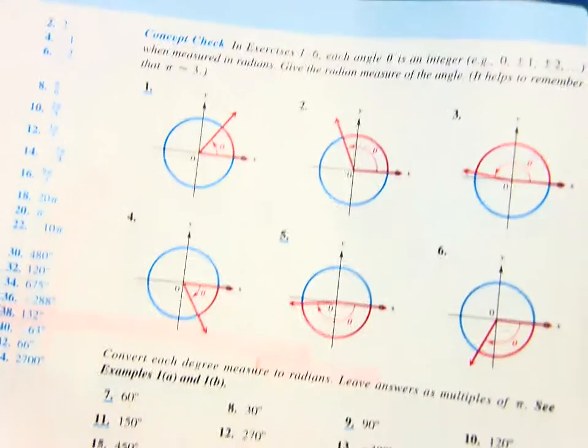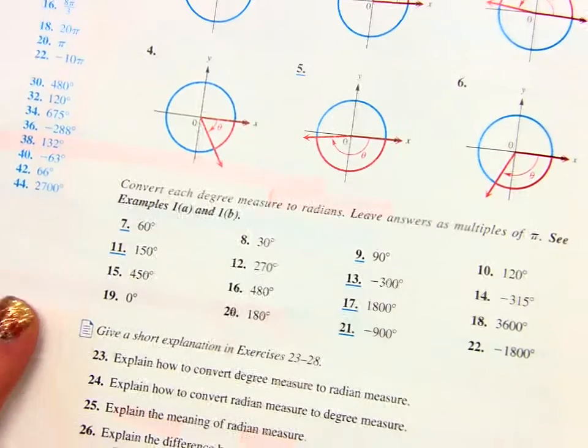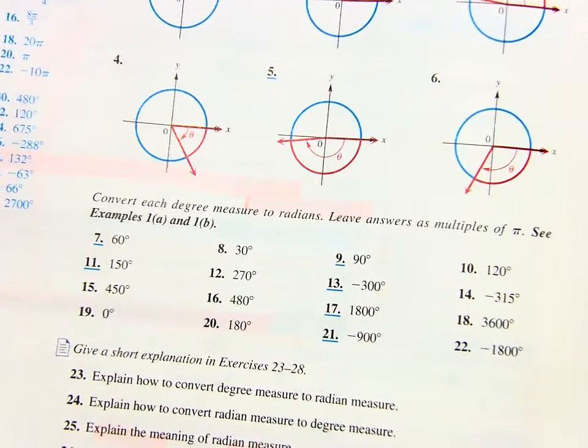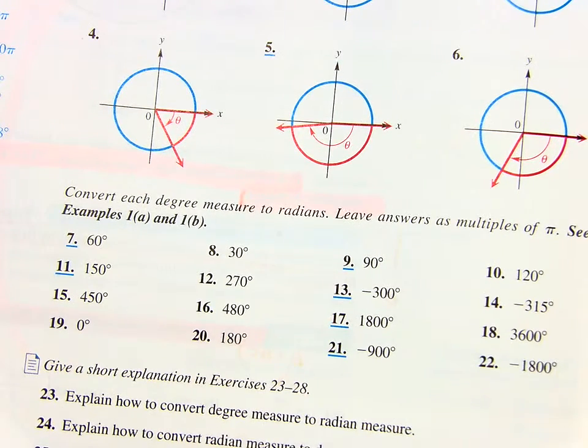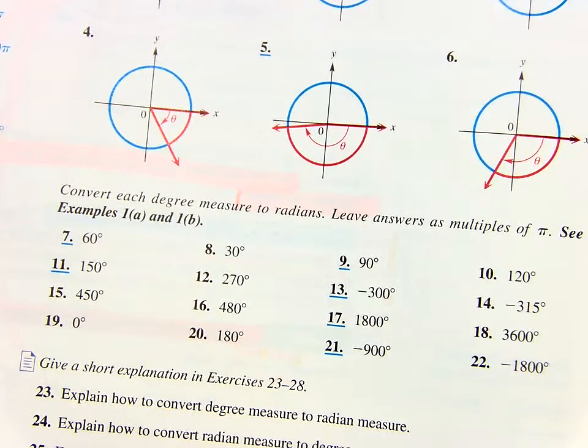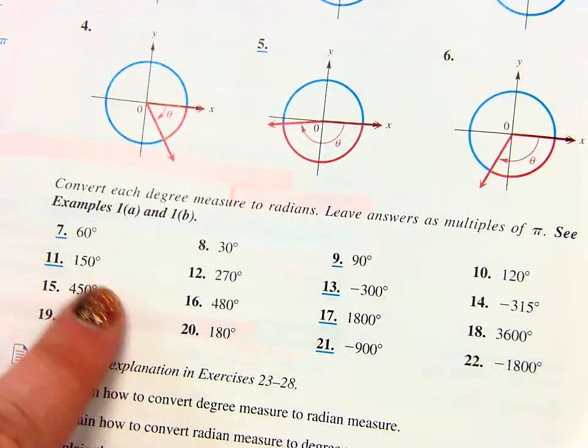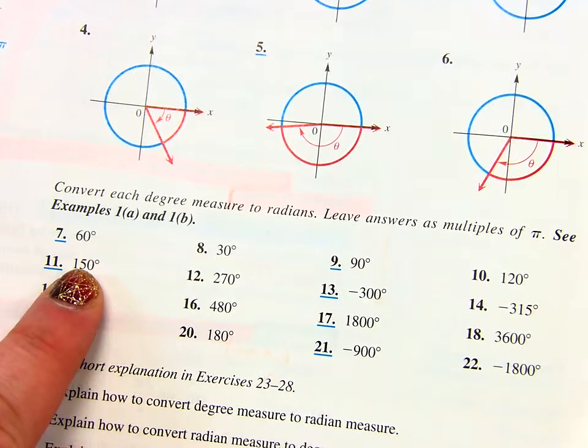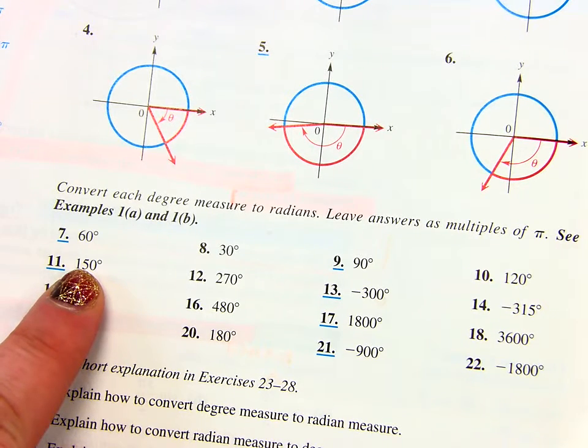So, you had to convert these degrees to radians. How do you do that? Well, you simply multiply by pi over 180, and then just reduce that fraction, okay? So I'm just going to read off the answers real quick for these. Let me know if there's any that gave you trouble.